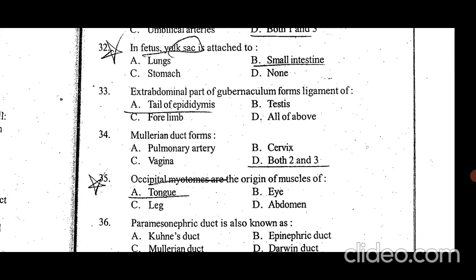Occipital myotomes are the origin of muscles of the tongue. Mullerian duct forms the cervix and vagina. Extra-abdominal part of the gubernaculum forms the ligament of the tail of the epididymis.